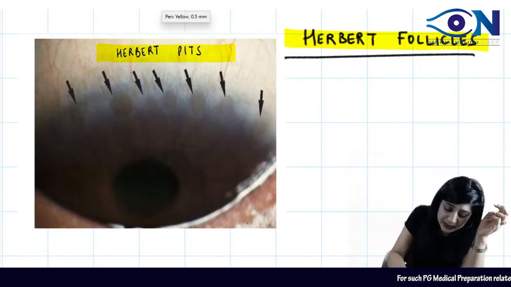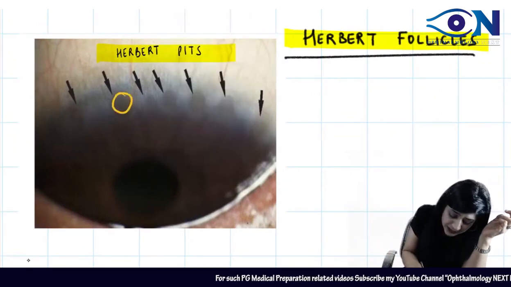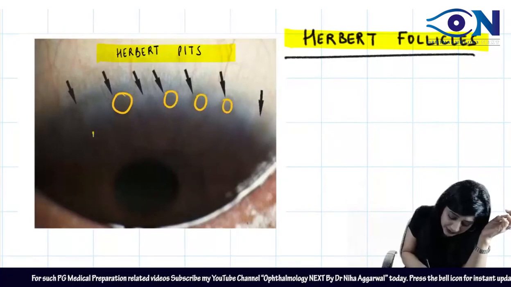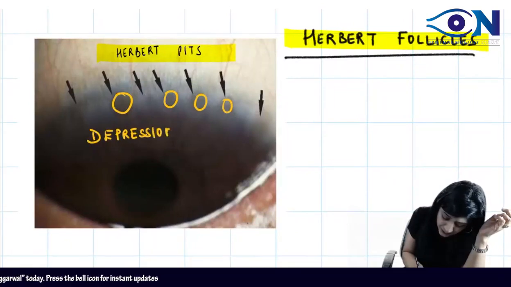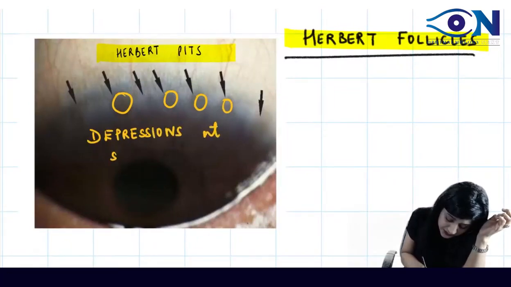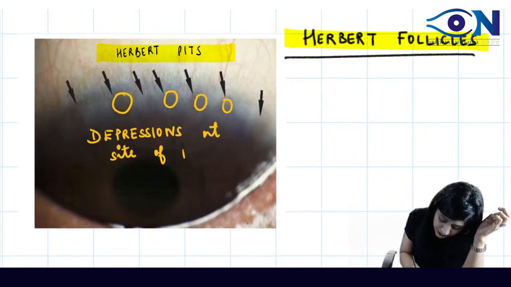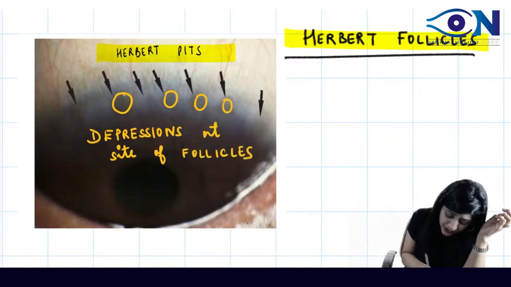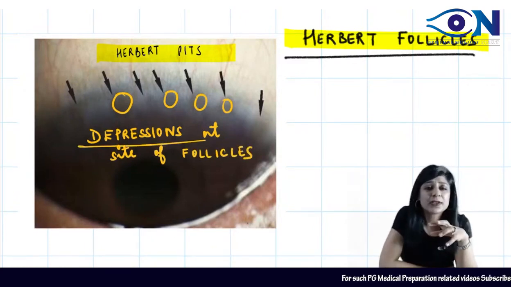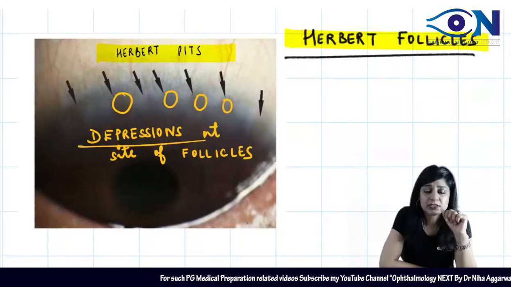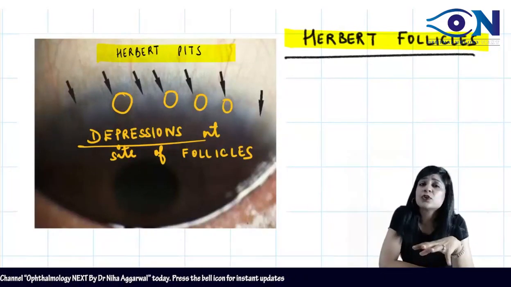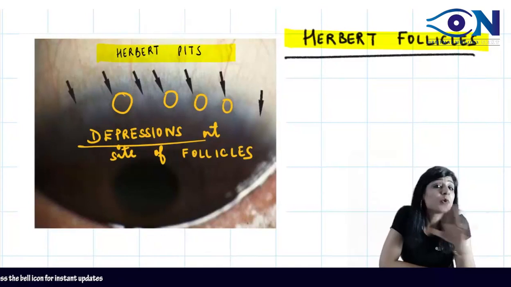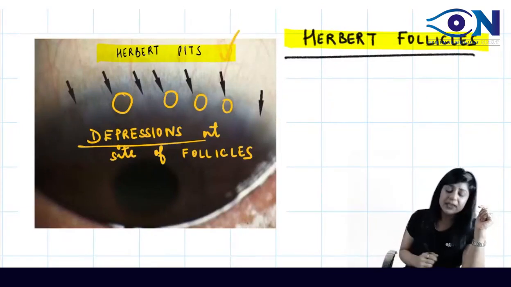Pits, you can say these are the pits. These pits are the depressions at the site of the follicles. So why are we actually getting these depressions? Because the cornea is avascular. See, the conjunctiva was getting follicles, but it was vascular, so we were having the healing. But the cornea is avascular, so we have no healing, and we are getting these pits or depressions.